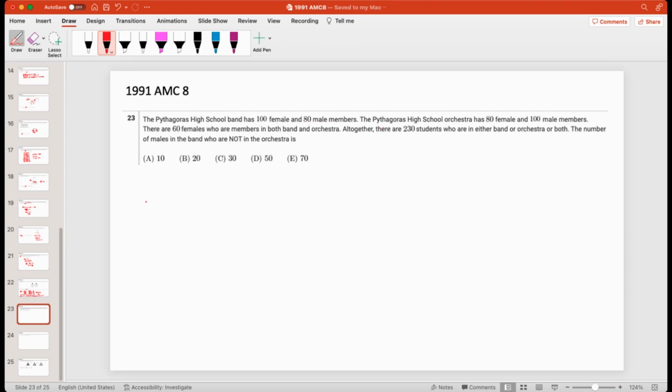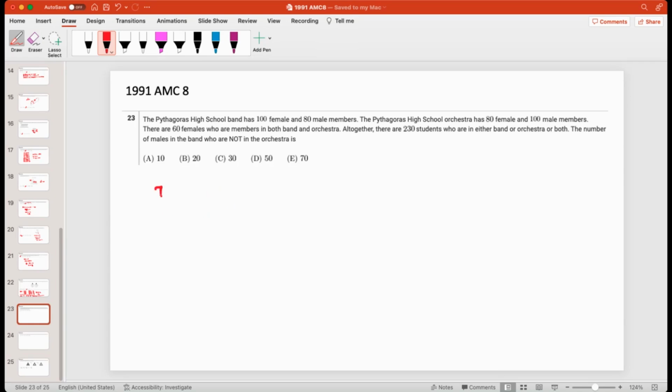There are 60 females who are members in both band and orchestra. Altogether, there are 230 students who are either in band or in orchestra or both. What is the number of males in the band who are not in the orchestra? Now I cannot draw a Venn diagram for this because there are four different criteria, right? It tends to get confusing. So I'm just going to do it directly using algebra. So let's see.